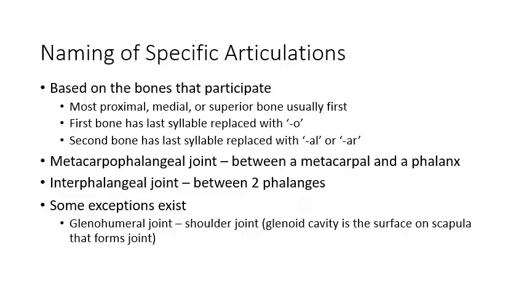Another example would be an interphalangeal joint. That one is named with a slightly different convention because it's actually between two phalanges, or two finger bones. So that would be like the first or second knuckle of your finger. You could also call it a phalangophalangeal joint, but we would usually just call it an interphalangeal joint.